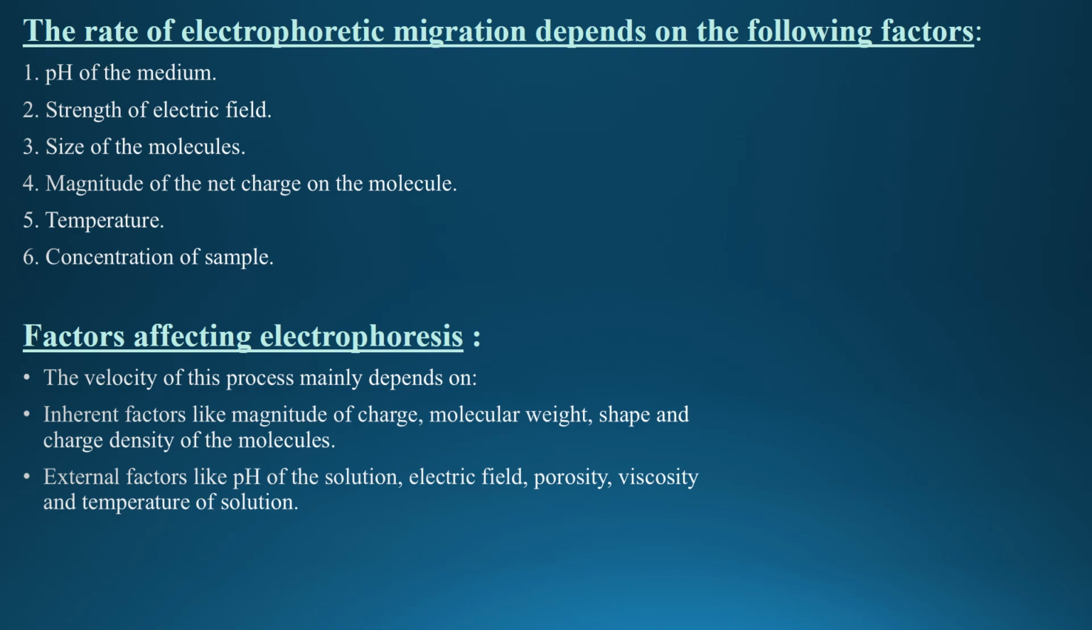Factors affecting electrophoresis. The velocity of this process mainly depends on inherent factors like magnitude of charge, molecular weight, shape, and charge density of the molecules, and external factors like pH of the solution, electric field, porosity, viscosity, and temperature of the solution.